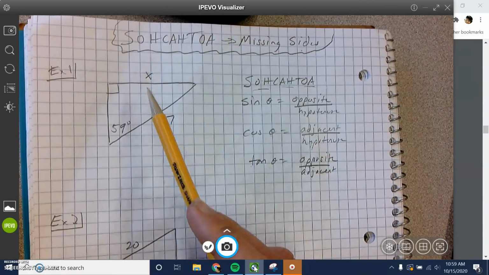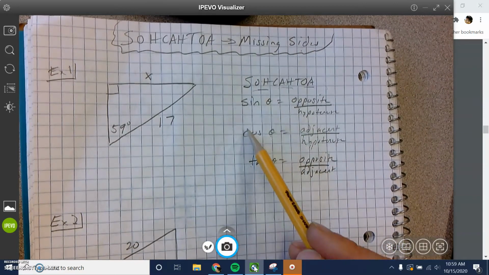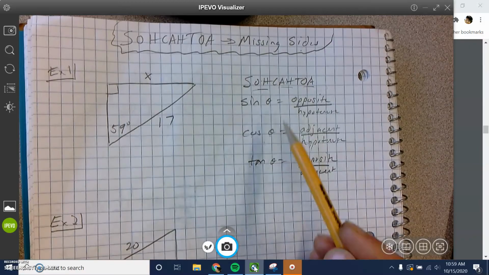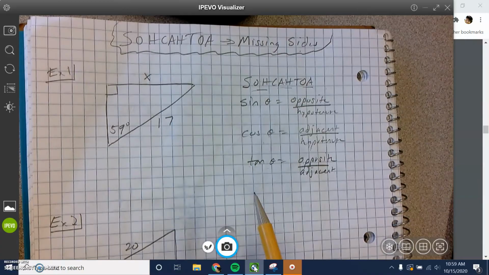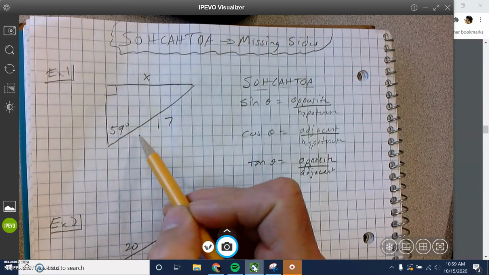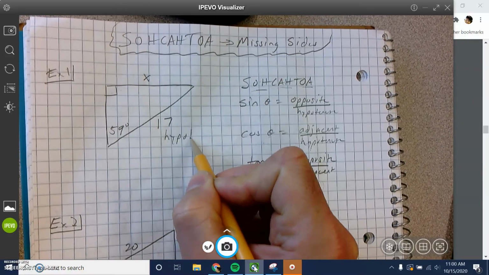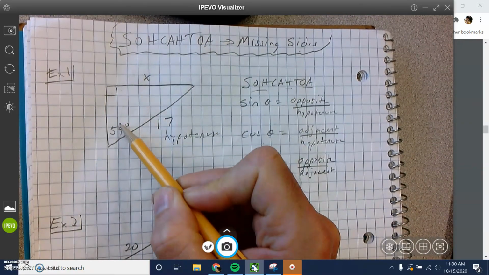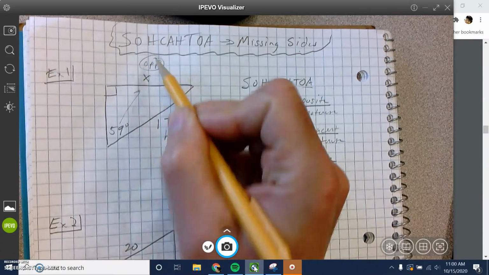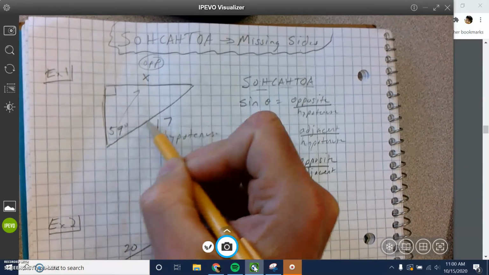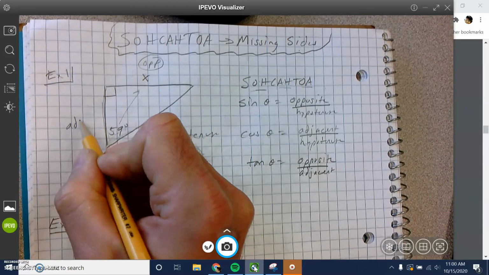Here's the first example. We have to find x, the missing side. So the trick with this is you have to figure out which of these three trigonometric ratios you need to use. Because if you use the wrong one, you're going to get it wrong. So the way to do that first, you have to label the picture. So obviously opposite the right angle is your hypotenuse. And then straight across the angle is the opposite. And the part touching the reference angle, that's not the hypotenuse, is called the adjacent.